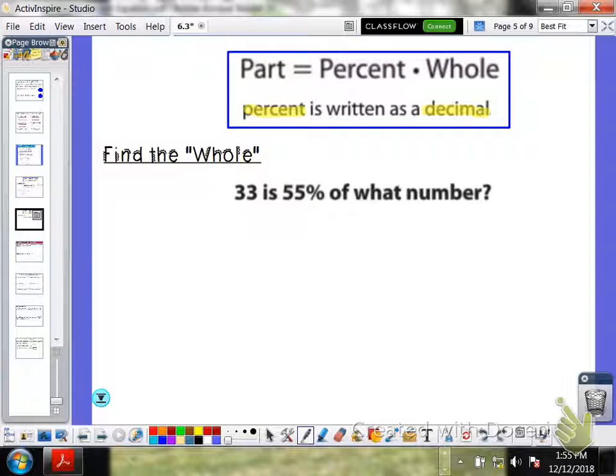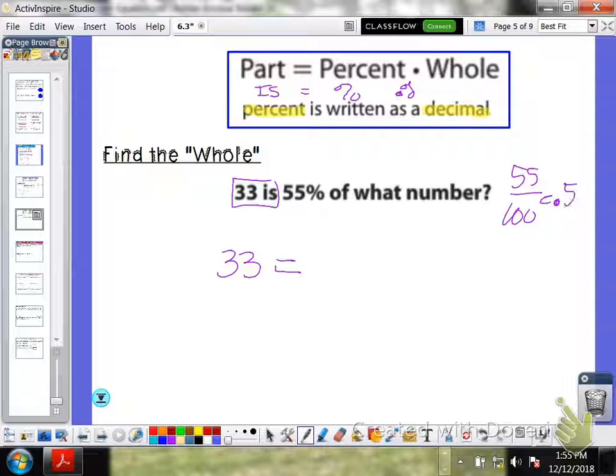Find the whole. So again, part is our is, equals percent times our whole. This is our of, and then our whole. So the is is 33, so 33 is means equal. Okay, 55% out of 100. So 55 out of 100 is 0.55. So 0.55 of means multiply some number x.